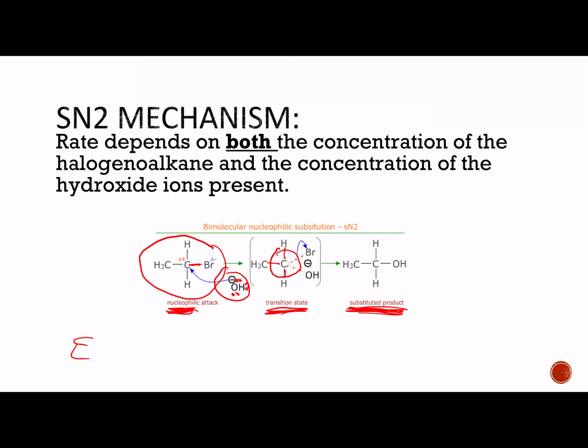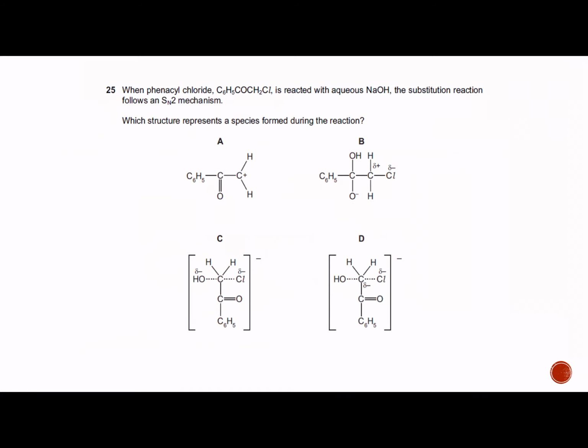This is actually the easiest mechanism of all of the mechanisms in the class, and it will only be worth 2 points on the Cambridge exam if you were to be given a question about it. So let's take a look at a Cambridge question. It says, when phenacyl chloride is reacted with aqueous NaOH, the substitution reaction follows an SN2 mechanism. So which structure would represent the species formed during the reaction? Notice that they're looking for the transition state. So although you don't typically have to write the transition state, unless asked, you should know what it looks like.